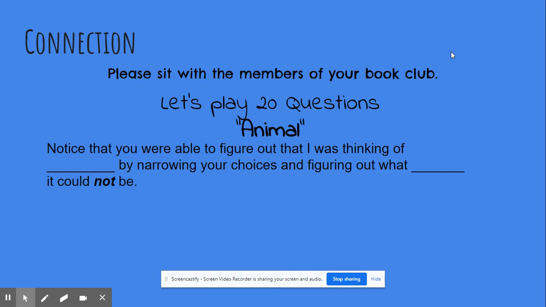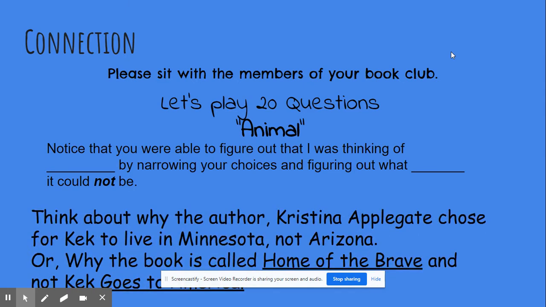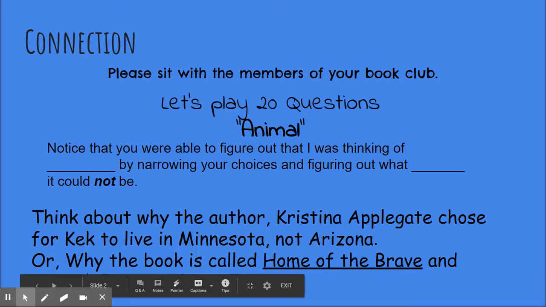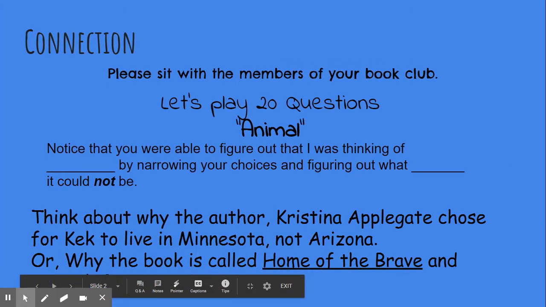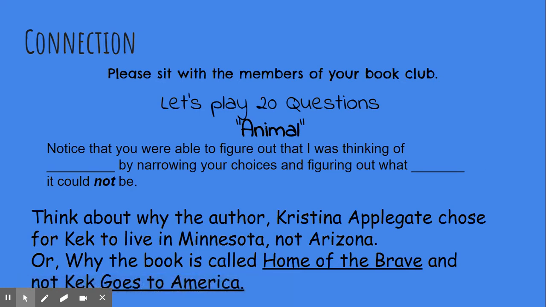So it's not only important to realize what things are, but we can figure out more about a story when we also know the decisions and what it's not. So think about our author, Katherine Applegate, who wrote Home of the Brave. Why do you think she chose for Kek to live in Minnesota, not Arizona? Why do you think she called the book Home of the Brave and not Kek Goes to America? Think about those two things for a second. Why would she call it Home of the Brave and not just Kek Goes to America?